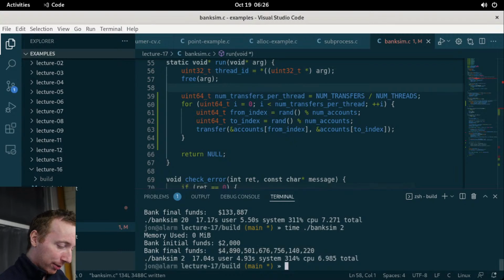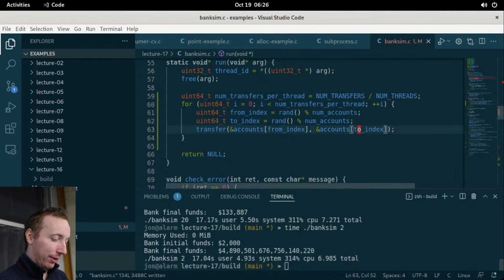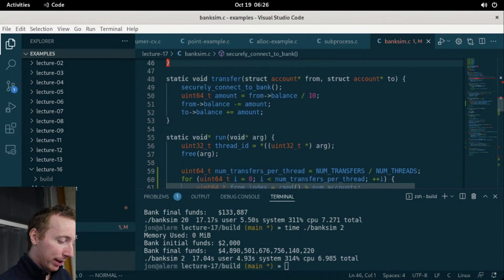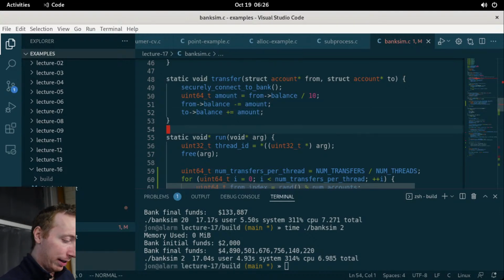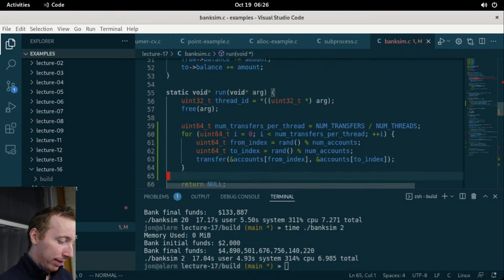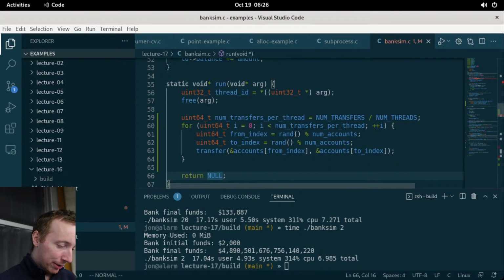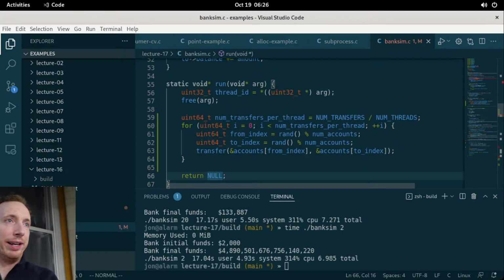Okay, so we have data races and it's also not quite 8 times as fast. That's kind of weird because the transfer just wastes the same amount of time every time, and these are just a few operations that should perfectly parallelize. We should get 1/8 of the time. Then the only other thing that might be going on is we call RAND. So are there data races in RAND?